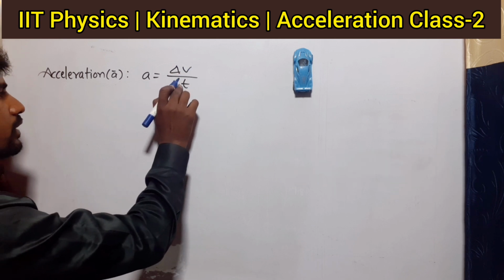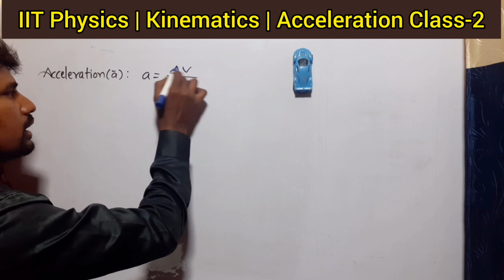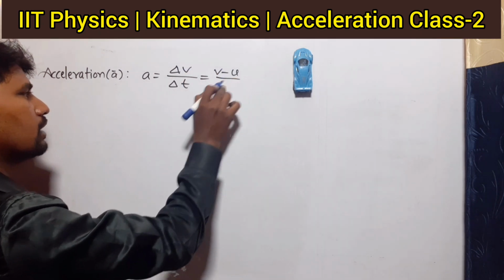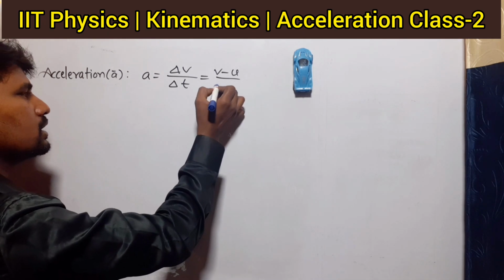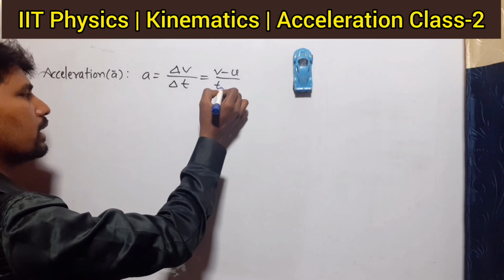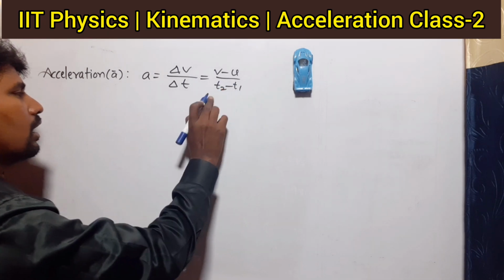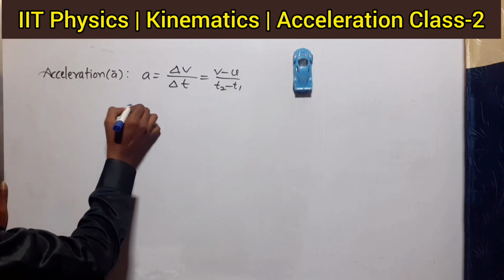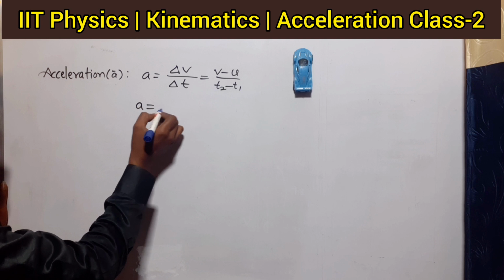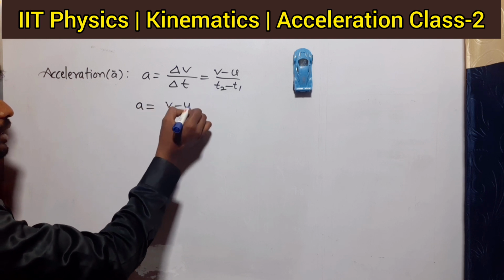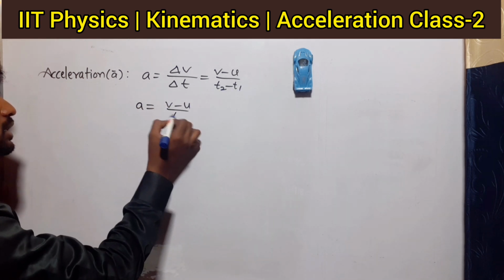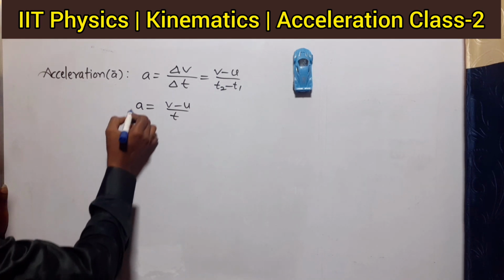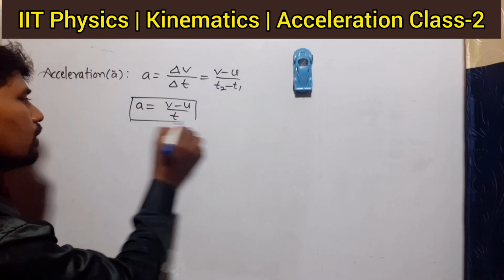Delta means change: final velocity minus initial velocity, divided by t2 minus t1, where t1 means initial time. So acceleration a is equal to v minus u by t2 minus t1, which is nothing but the time interval t. This is the acceleration formula.